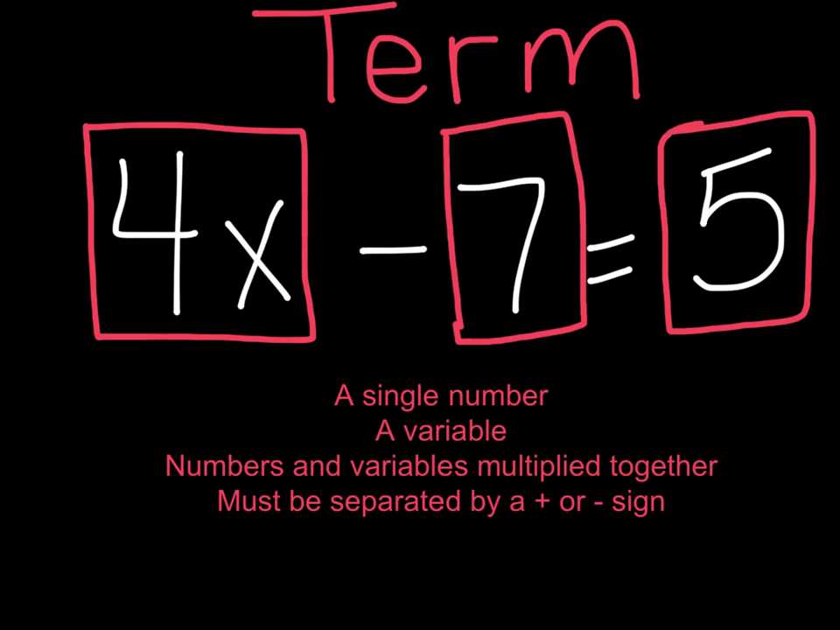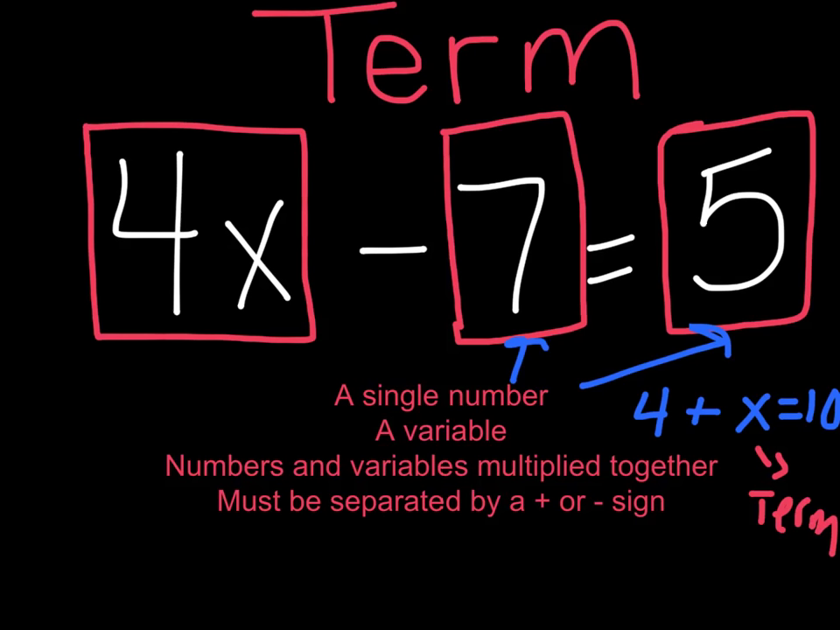All right, another new word, term. A term can apply to many things. It can be a single number, as in 7 or 5. And now remember, those are also constants. So a constant can be a term. It can also be a variable. If you just had a variable alone, such as 4 plus x equals 10, this x can be a term.